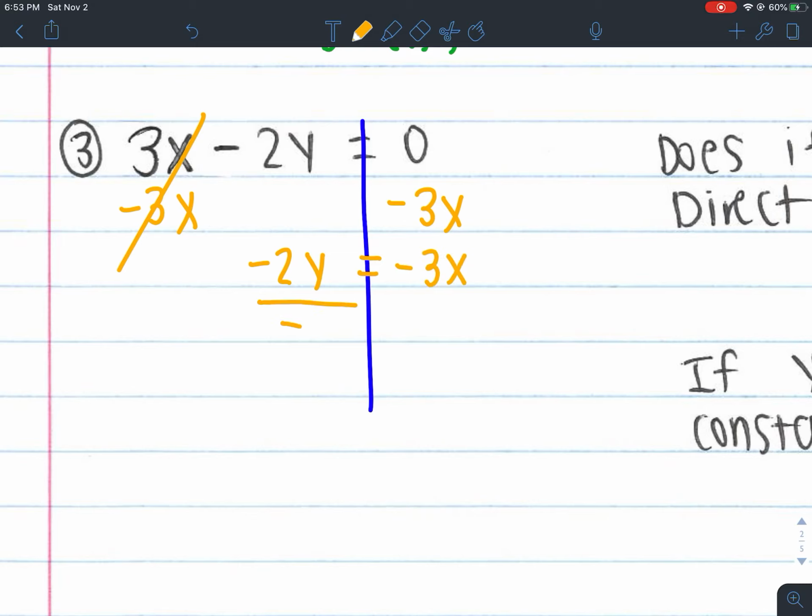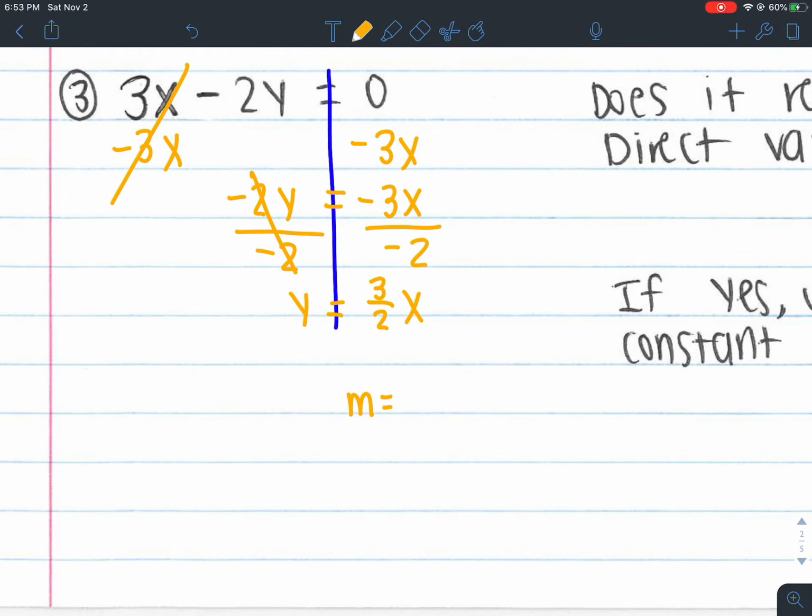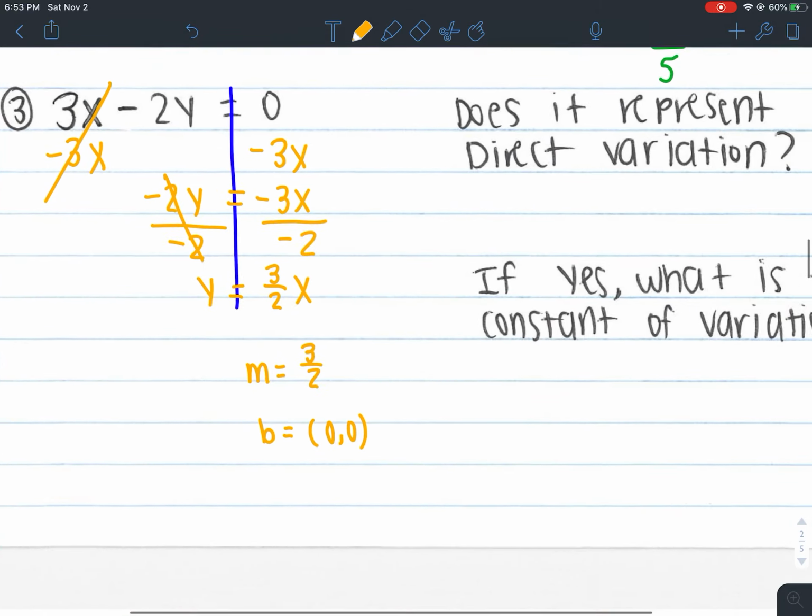And then I want to get the y by itself, so I would divide everything by negative 2. Negative 2 divided by negative 2 is 1, so I have 1y equals negative 3 divided by negative 2 is positive 3 over 2, and then I have an x. So what is my slope here? Well, my slope here is 3 over 2. What's my y-intercept? 0, 0.